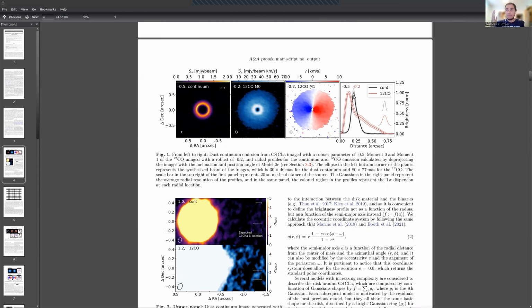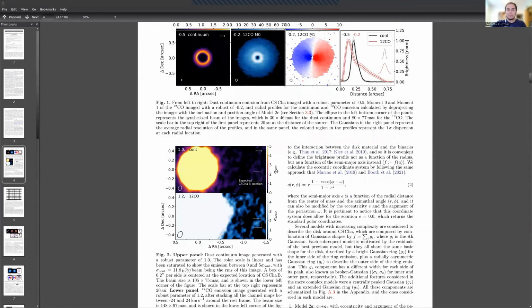And that's fine because the 12CO is probably tracing the cavity edge because it's very optically thick, so it's tracing temperature, and the highest temperature is at this location. And then the dust continuum emission is tracing the density at the midplane at first approximation, of course.